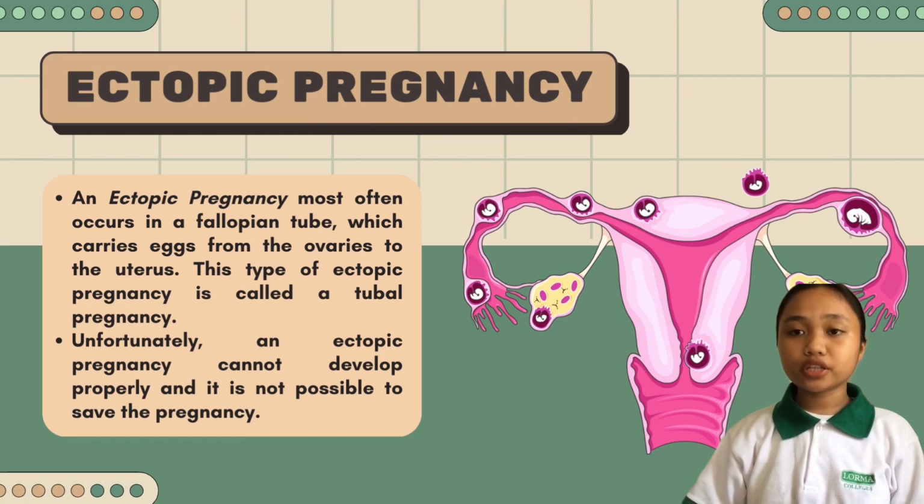Sometimes, an ectopic pregnancy occurs in other areas of the body, such as the ovary, abdominal cavity, or the lower part of the uterus, which connects to the vagina. Unfortunately, an ectopic pregnancy cannot develop properly and it is not possible to save the pregnancy. If left untreated, the fertilized egg cannot thrive, and the developing tissues may result in life-threatening hemorrhage.